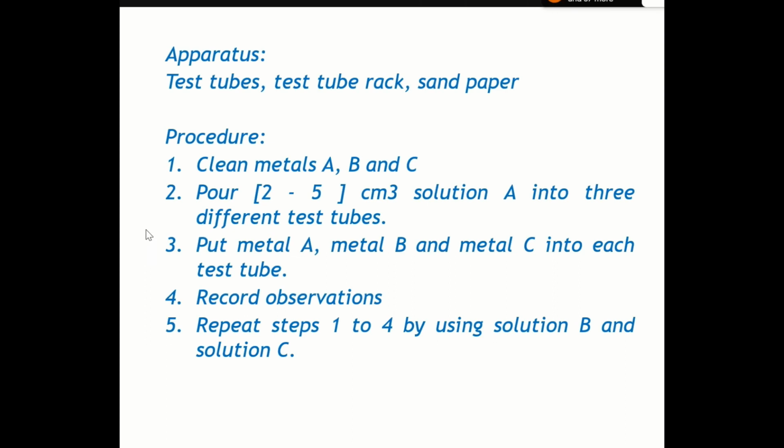We cannot say observe the changes. We must mention that record the observation. We must have the keyword of record. Then finally, we come up with repeat the steps with the solution B and solution C. So this is coming out with the procedure. You will find out that the procedure is a very simple one for you to get the observations, to get the tabulations of the observations.